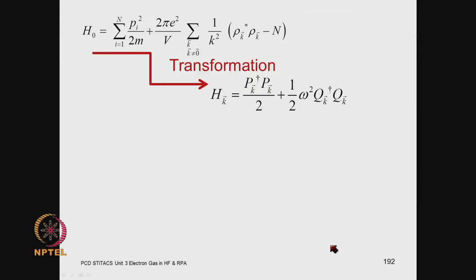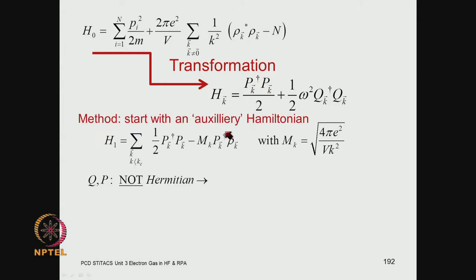Okay? So, here you are, and now we have to find if there is some way in which we carry out transformations and make this whole thing look like simple harmonic oscillators. Okay. What we do is begin with an auxiliary Hamiltonian. Okay, it is a mathematical device. So, introduce an auxiliary Hamiltonian which is composed of this term, in which mk is defined as root of 4 pi e square by v k square.